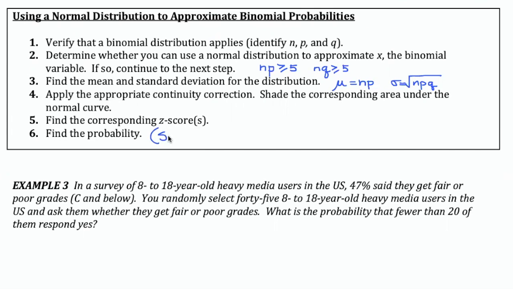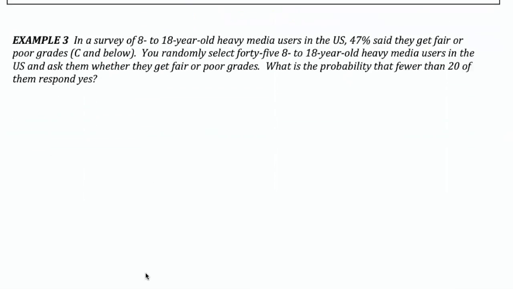This is where we use our standard normal table. And I guess it's worth putting in here, if you don't remember your z-score formula, it's the score that you're converting minus the mean divided by the standard deviation. So let's put this all together now.